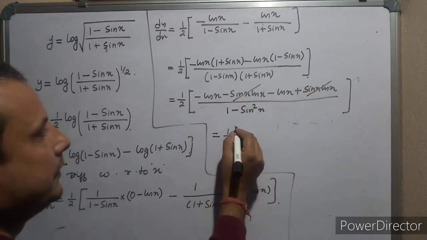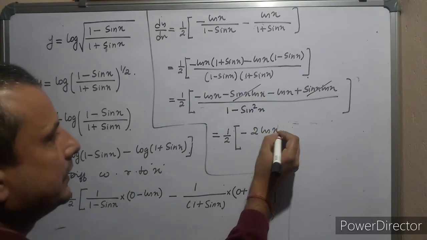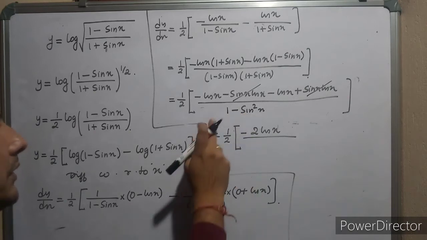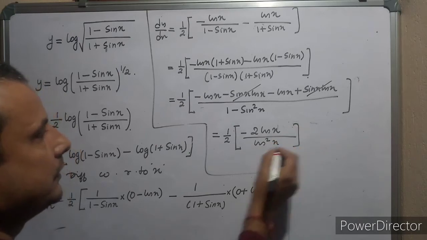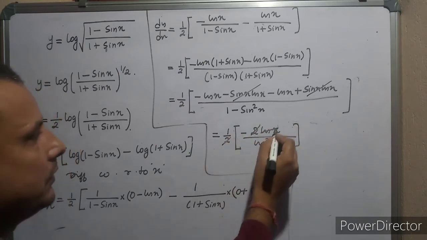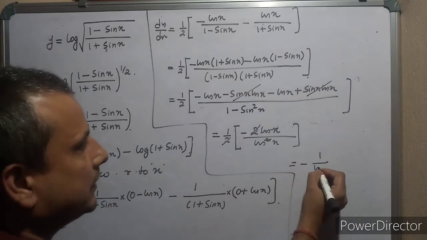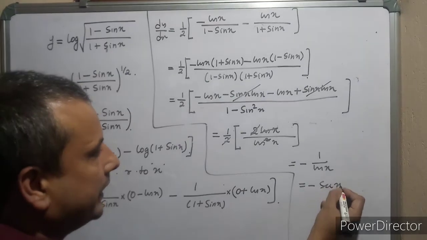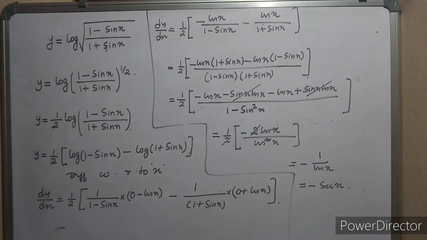Half minus cos x is minus 2 cos x, and I'm going to use one more formula: 1 minus sin square theta is cos square theta. In the same way, 1 minus sin square x is cos square x. So these two get cancelled, one cos gets cancelled. What we have over here is minus 1 over cos x. 1 by cos is sec x. Now the dy dx of this function is minus sec x.